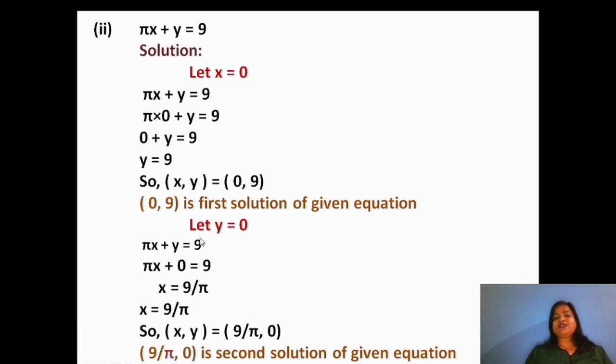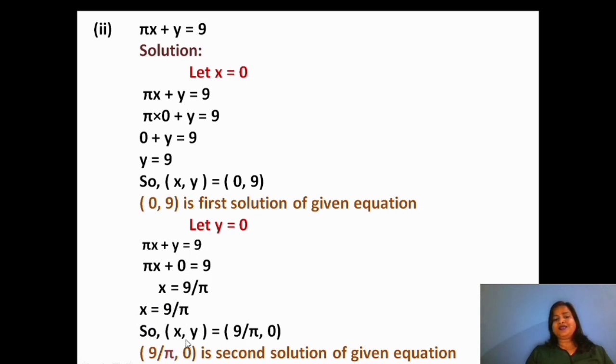Now we have to find the second solution of this equation. So we have assumed y is equal to 0. Now we will put the value of y in the same equation. Pi x plus 0, we have written here 0 in place of y, is equal to 9. So x is equal to 9 upon pi.